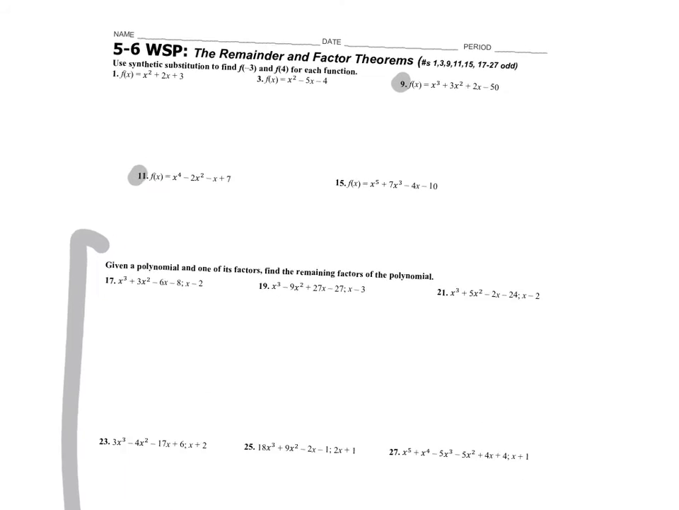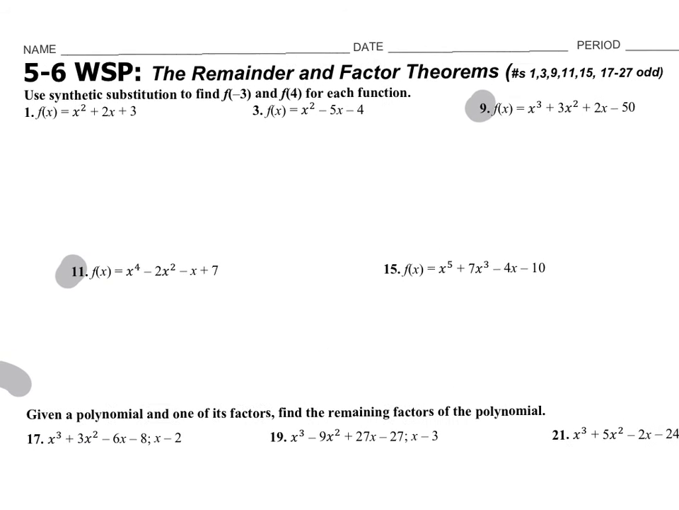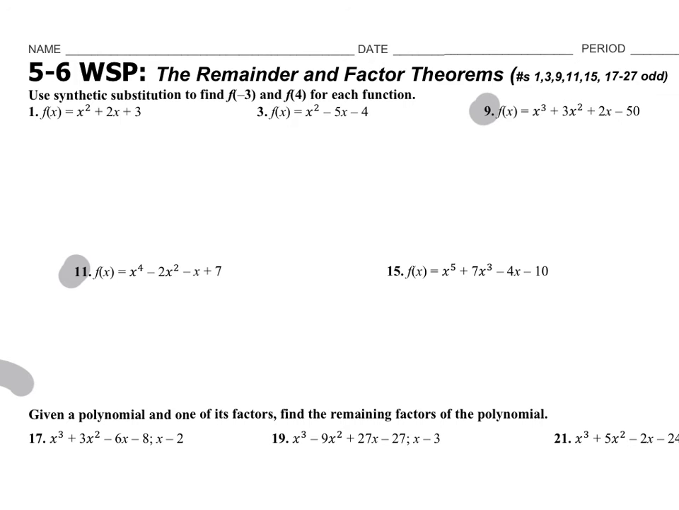The first part, the first two, 9 and 11, those are, I think, ridiculously easy. I probably will only give you one, at most two of these on the quiz tomorrow, because all you're doing is using synthetic substitution. Yes, you could technically, to find f of -3, plug in a -3, do the third power, -3 squared, then multiply it by 3, -3 multiplied by 2, and then add and subtract all those numbers, and it'll give you the same answer. But of course, synthetic substitution is a lot easier.